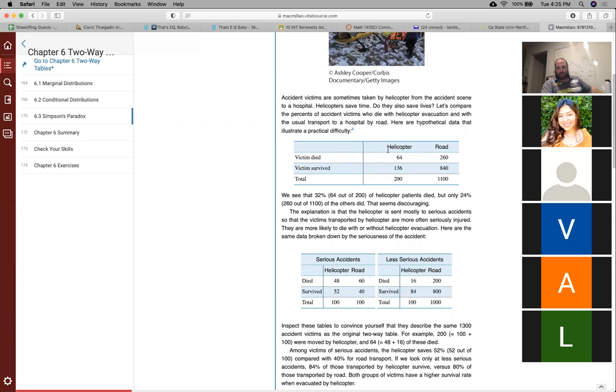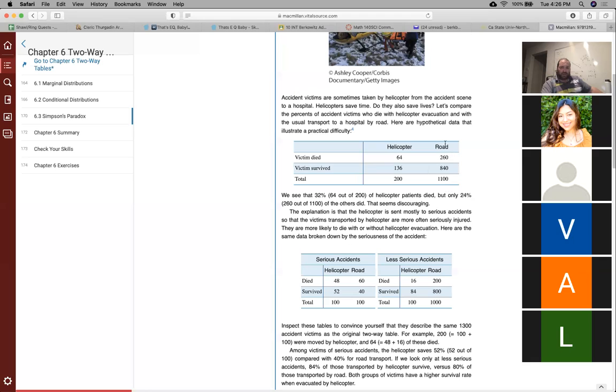We have the two possibilities for how we get there, which is helicopter or road. And then we have the two possibilities for what happens to the victim: either they die or they survive. Of the 1,100 road victims, 260 died and 840 survived. And of the 200 helicopter victims, 64 died and 136 survived, correct? That's just what the math gives us.